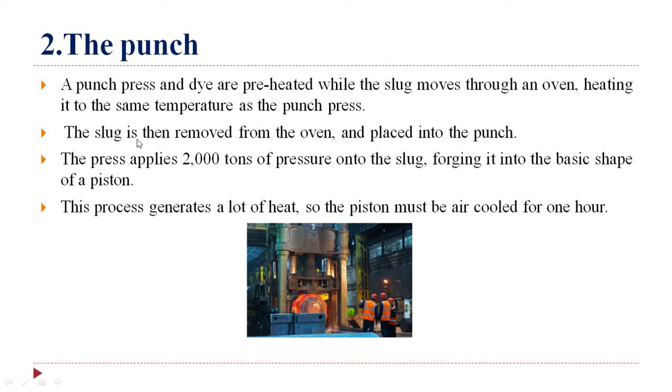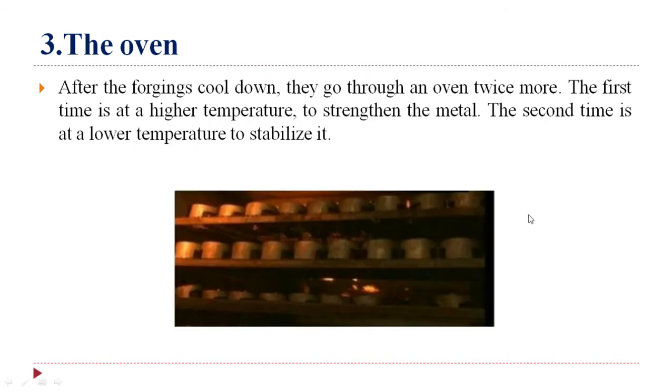And then this slug is placed into the punch, and a pressure of up to 2000 tons is applied on the slug, and the basic shape of the piston is obtained. Due to this process, a lot of heat is generated, so the piston must be air cooled for an hour. After air cooling, this piston is again placed in the oven twice. First time at a higher temperature to strengthen the metal, and second time at a lower temperature to stabilize.